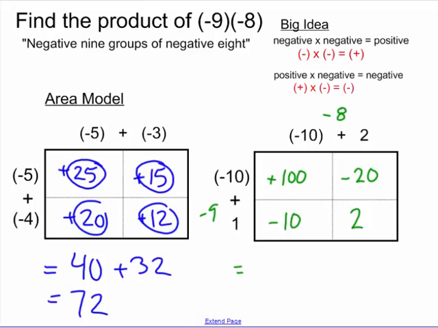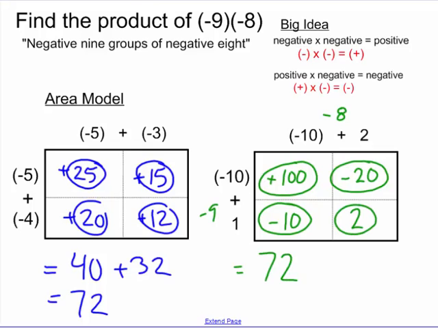So now if I add up those numbers, I'll notice I have a positive 100 plus 20 negatives brings me down to 80, plus 10 more negatives brings me down to 70, plus positive 2 gets me to the same answer as 72. So two different models. You may prefer the friendlier numbers in the second model, totally up to you. But we used both of our big ideas in solving those problems.